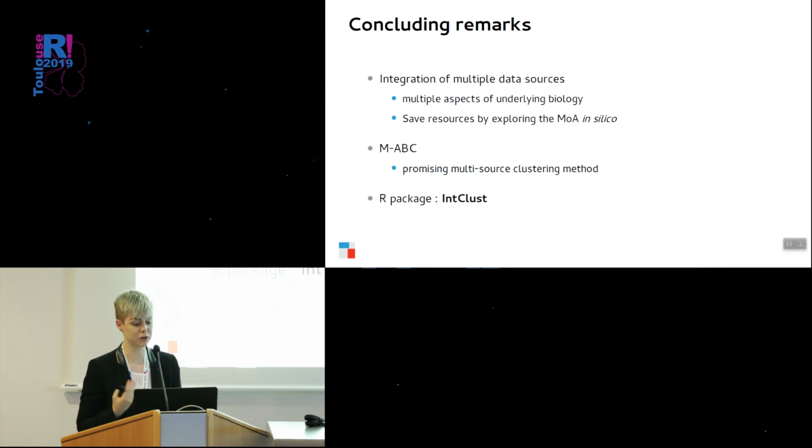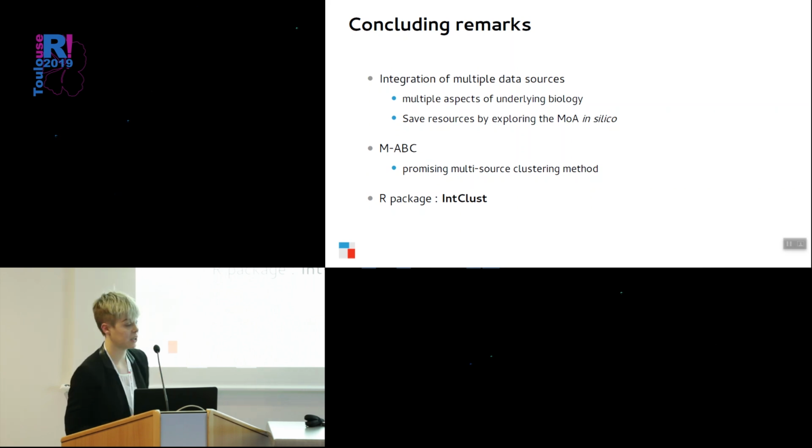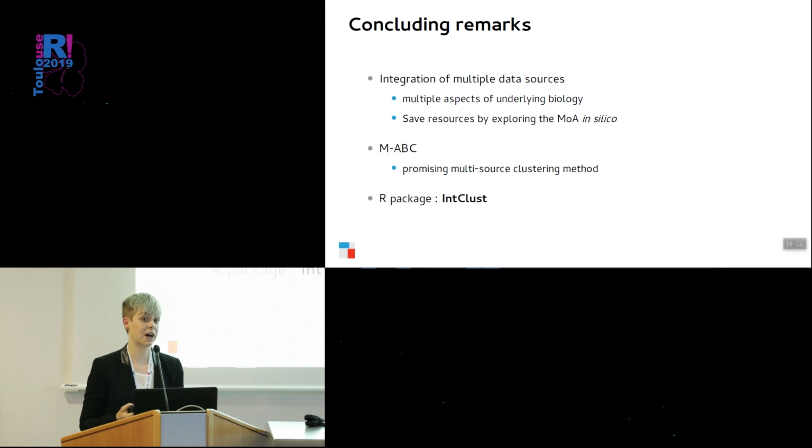So some concluding remarks is that integration of multiple data sources is very beneficial because we are looking at multiple aspects of the underlying biology, and we can actually try to save resources by exploring the mechanism of action in silico. So we can see that MABC is quite a promising multi-source clustering method, as we can find strong similarity as well as individual similarity, and simulation studies have shown that also if weak similarity is shared, it shows up in MABC.